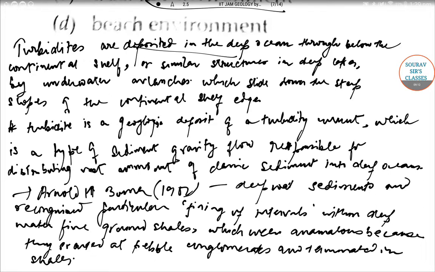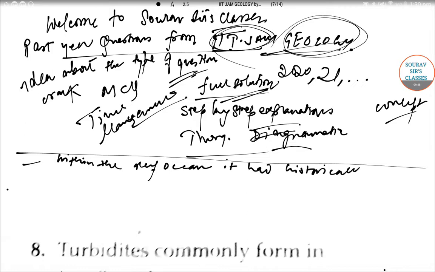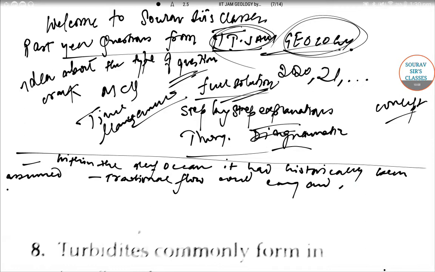So this was anomalous because within the deep ocean it had historically been assumed that there was no mechanism by which fractional flow could carry and deposit coarse-grained sediments into abyssal depth. Let me write it here.